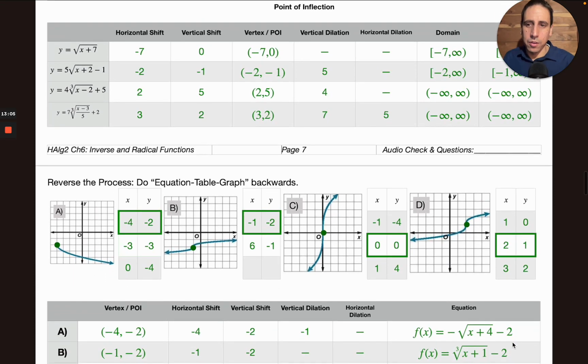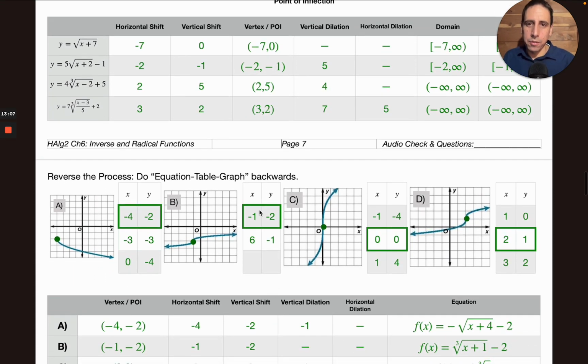Let's take a look at graph B. Well, this is a cubic function, and so the point of inflection has been shifted to -1, -2. That's where it is. So you get a horizontal shift of -1, a vertical shift of -2, and actually it doesn't. There's no vertical dilation or horizontal dilation.